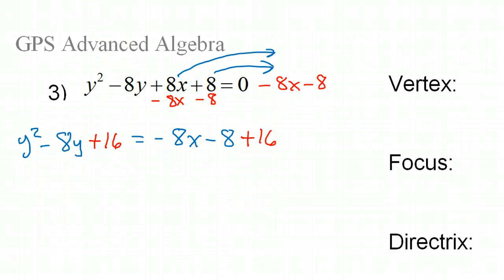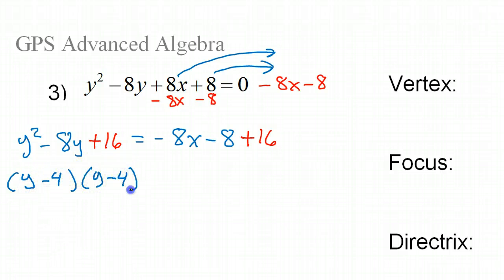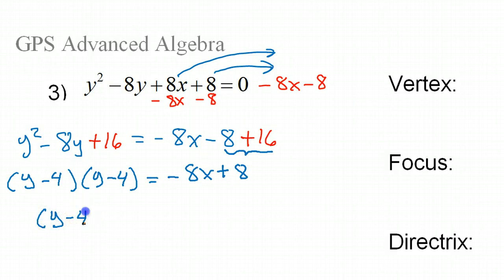When I complete the square, this is going to factor down as y minus 4 twice. Meanwhile, over here I've got negative 8x. Combining these like terms, I'm going to have plus 8. 16 minus 8 is 8. But I can put this together as y minus 4 quantity squared equals.